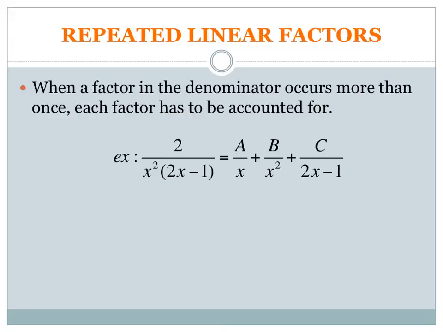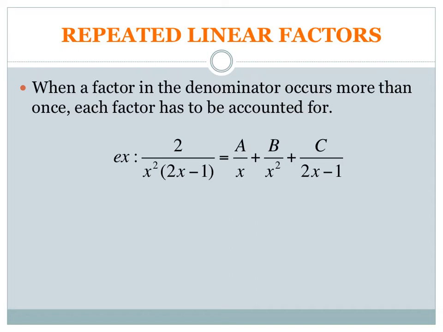This thing, which is called repeated factors, okay, is an entirely different process. Well, not entirely different. First couple steps the same, but then from there it doesn't work. So when a factor in the denominator occurs more than once, each factor has to be accounted for. Meaning once I factored, if I have a factor that is raised to a power bigger than 1, then I have to do it differently, okay? And think about why this happens.